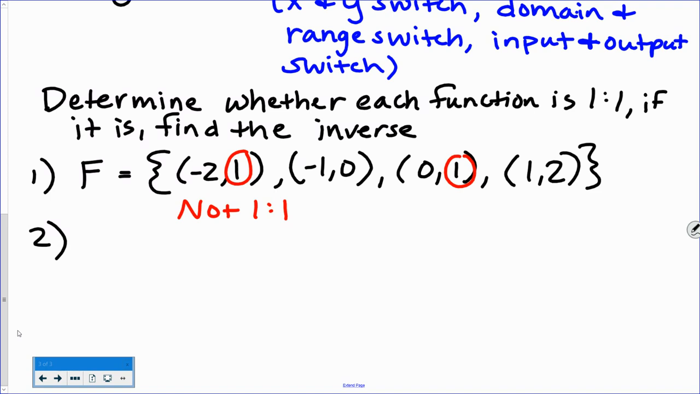Maybe you get excited because all you have to do is click the button in Math Excel that says not one-to-one, move on. Okay, so let's do another one.